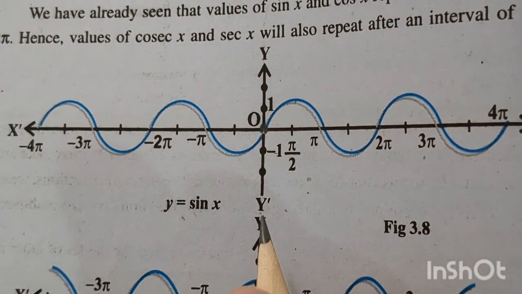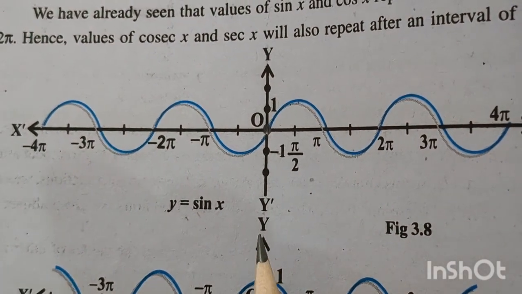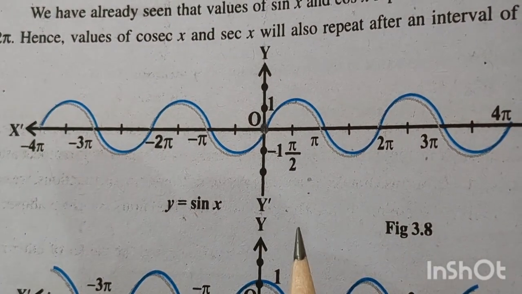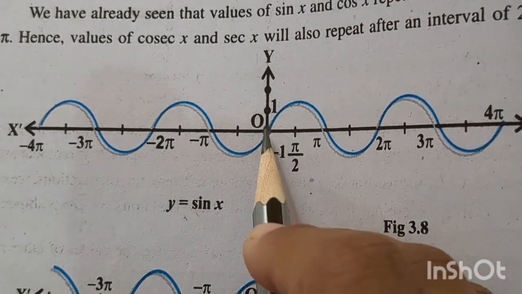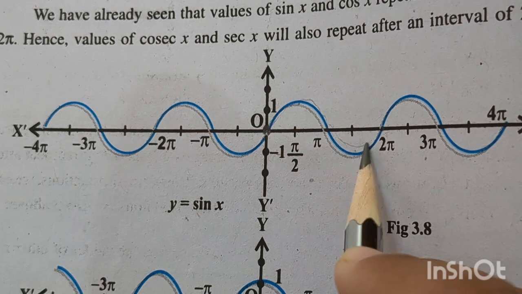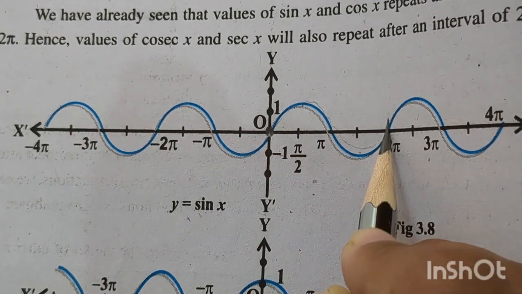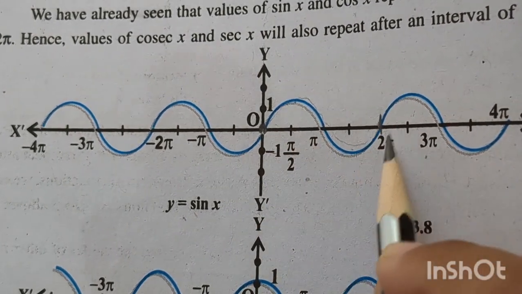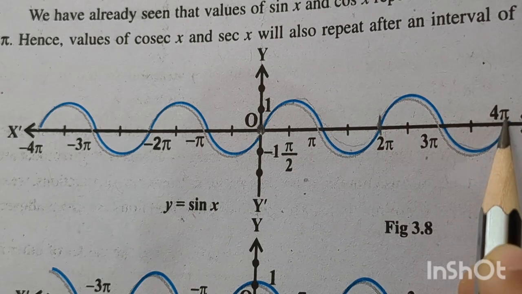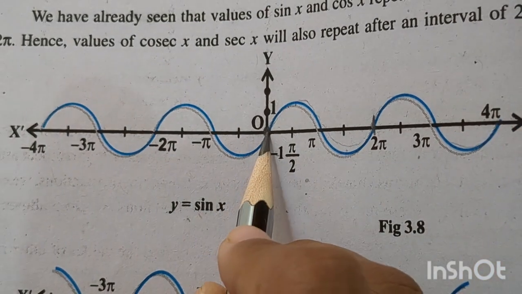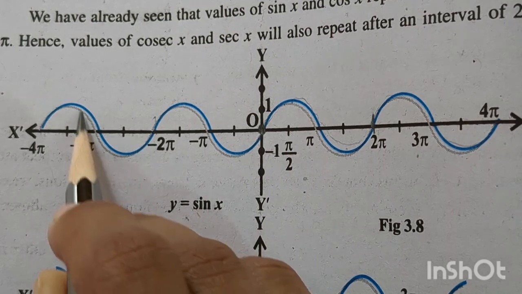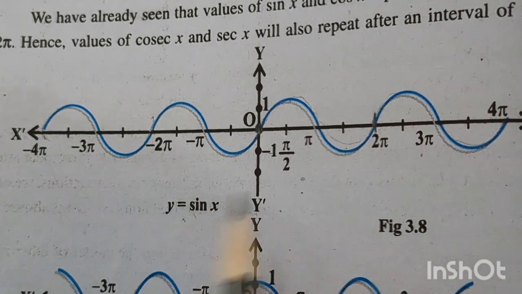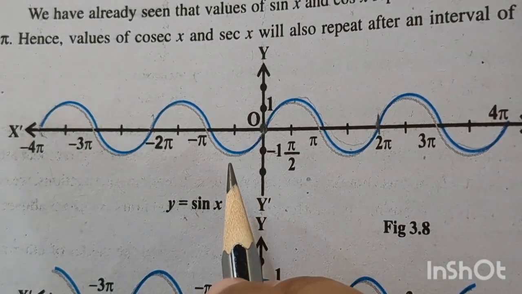Here you see, as we said, the values of sin x will repeat after an interval of 2 pi. From here to here, 0 to 2 pi, the same shape of the graph repeats after that 2 pi. Similarly here also, 0 to minus 2 pi, the same graph repeats on this side. So the values of sin x will repeat after an interval of 2 pi.